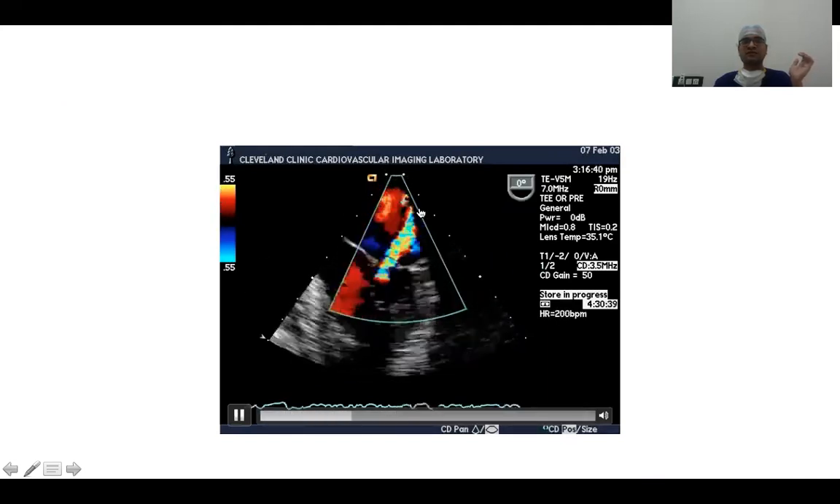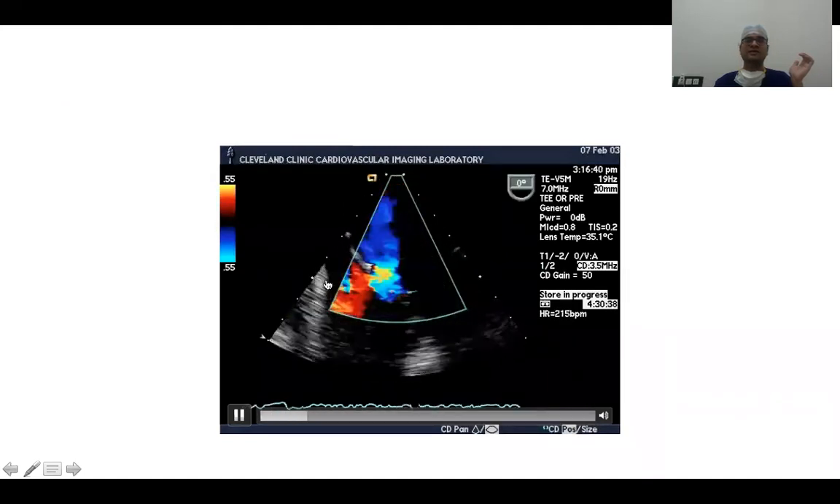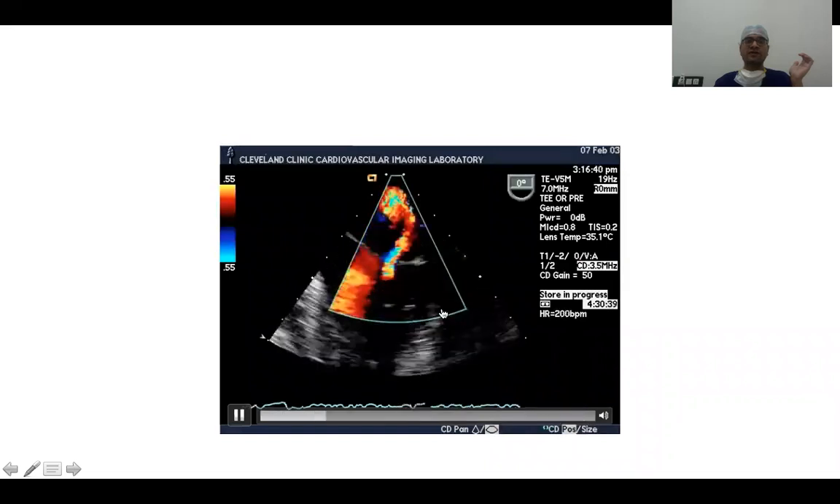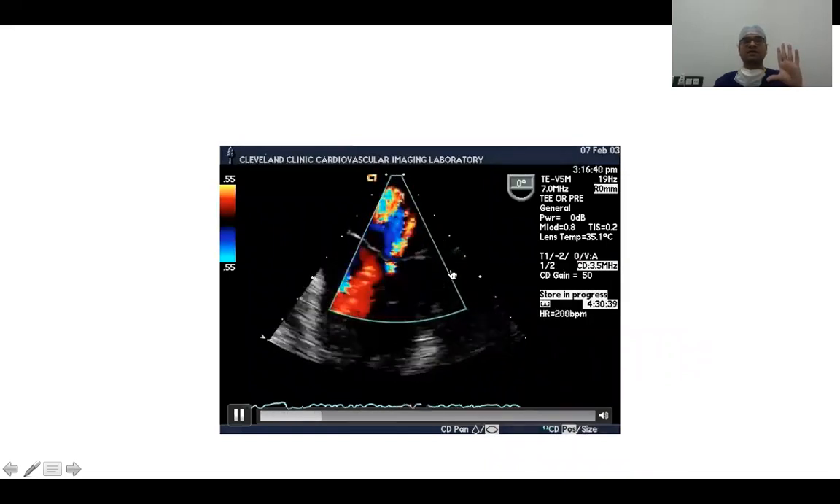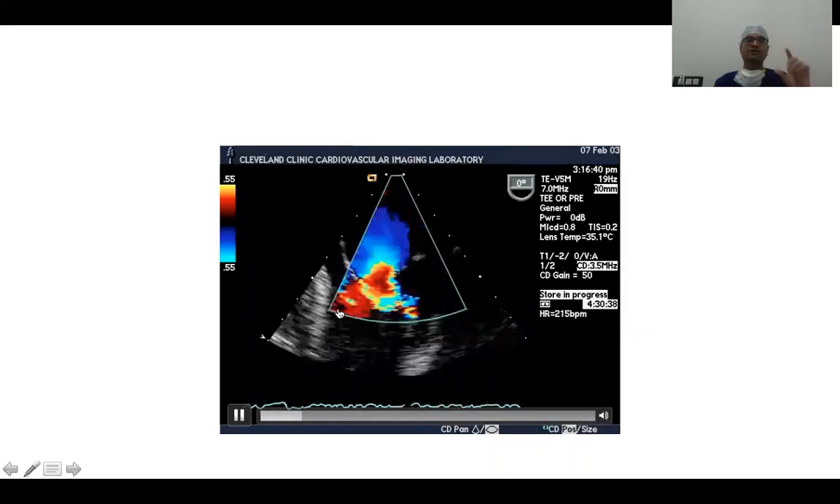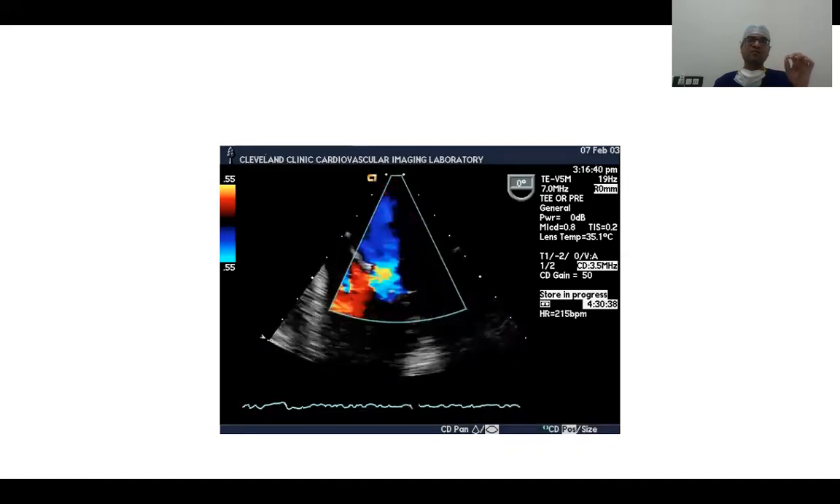One more thing I want to tell you is when we do this color Doppler examination, the box of the color Doppler should be there only where we want to examine the flow. It should not be too big or too small for optimal results.